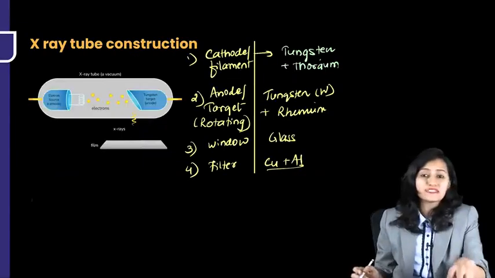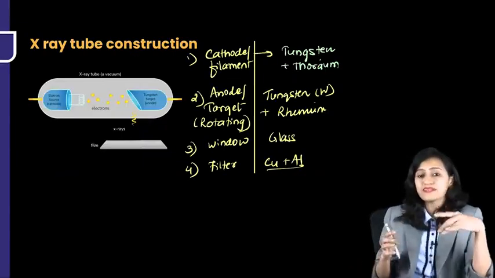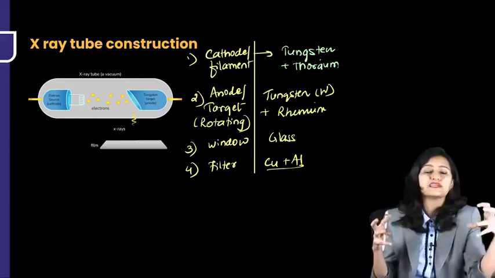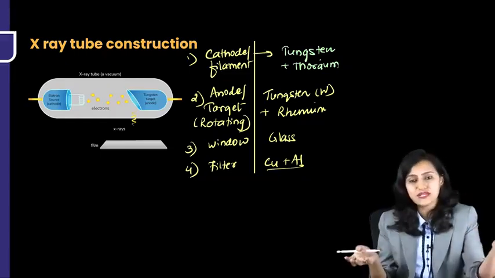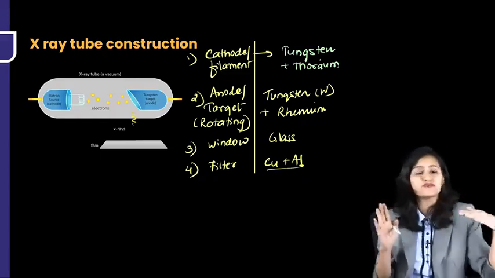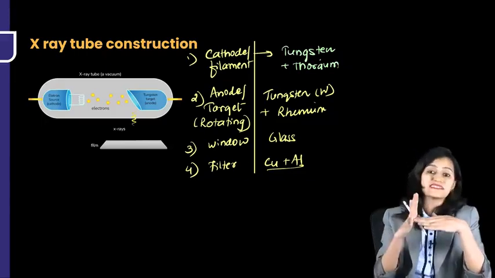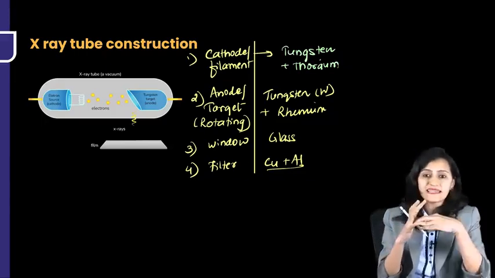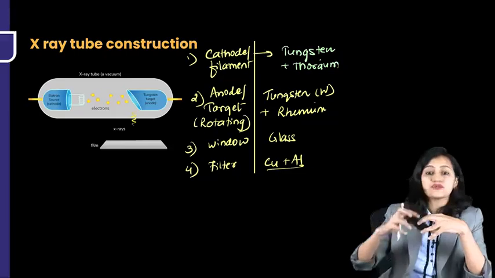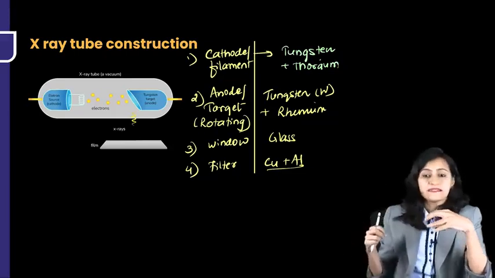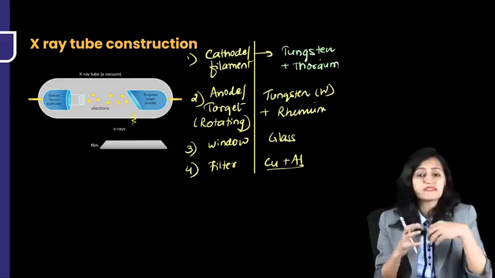Now coming to X-ray tube construction. Now we said that the X-rays do not come from nuclear disintegration. So how are the X-rays produced? X-rays are produced when a fast-moving electron beam is suddenly stopped. So the kinetic energy gets converted into heat and X-rays. So this is what happens in the X-ray tube.